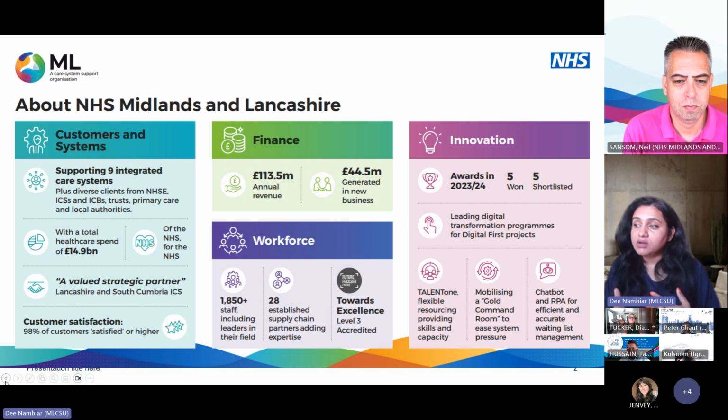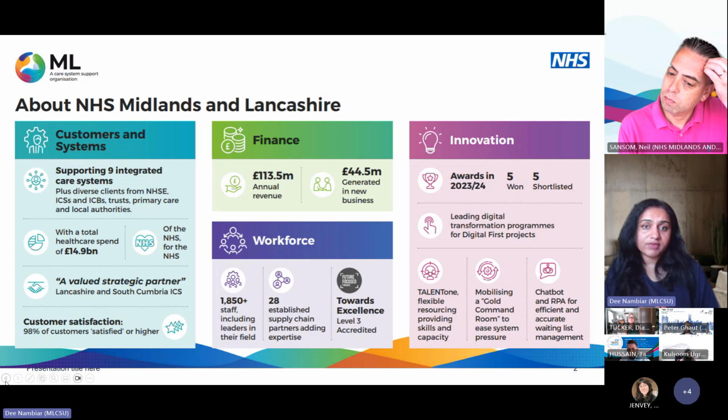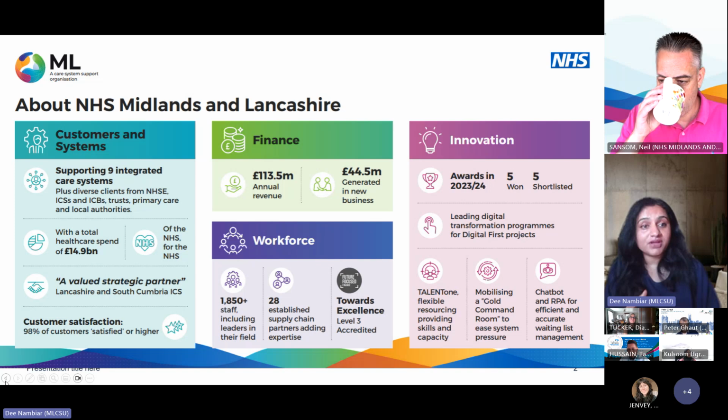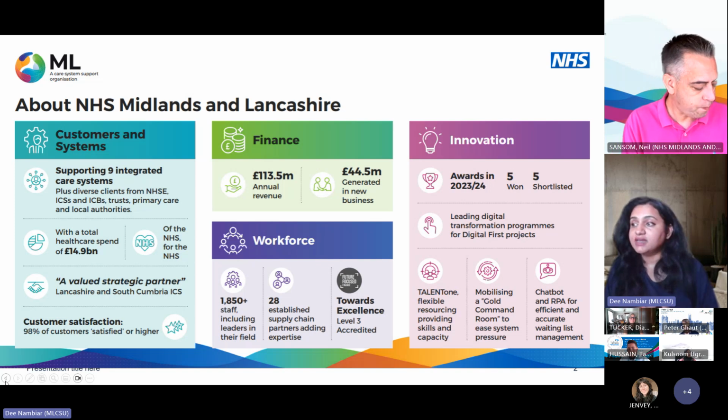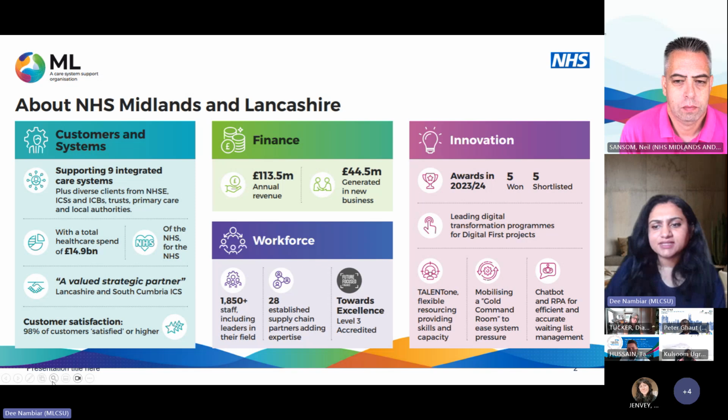We also lead on the Talent One bank, a bank of talent, if you've heard of it. We've also mobilized the Gold Command Room every time the NHS is under pressure. We also facilitate that. And we are very much involved in a number of digital transformation programs. So that's a bit of organizational insight of who we are.